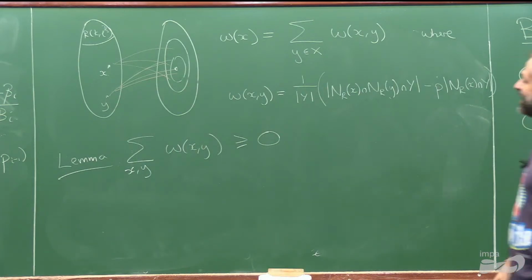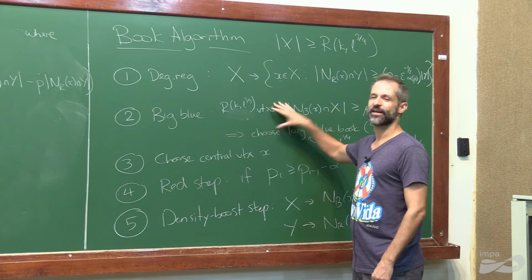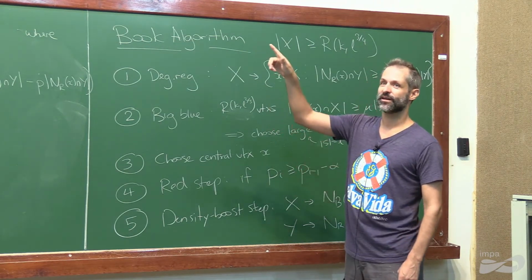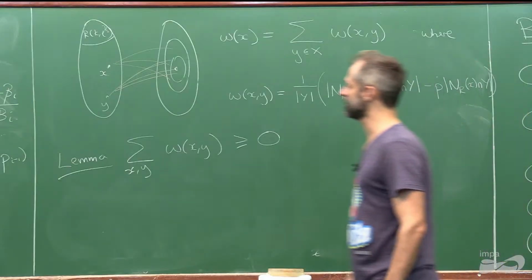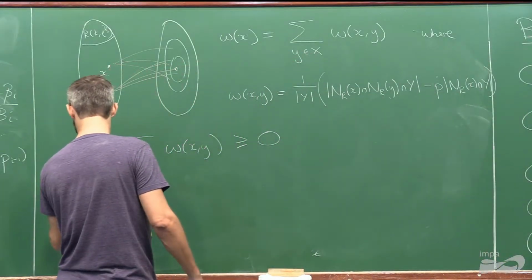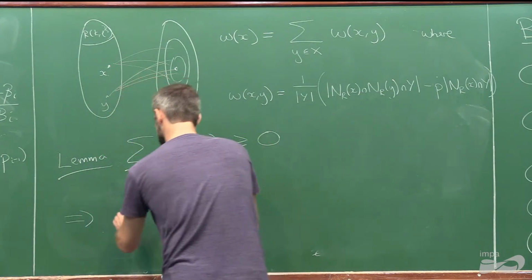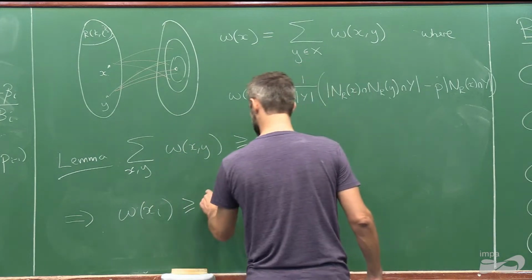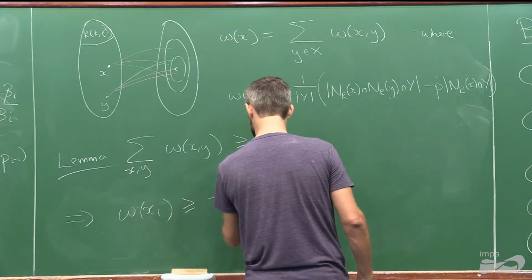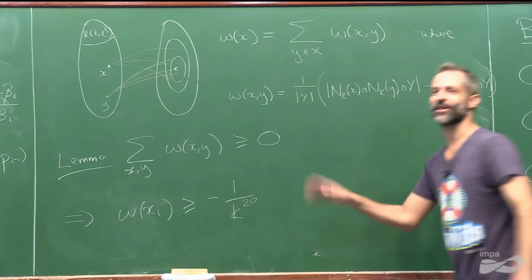So what we'd like is, we choose the central vertex to be not one of these vertices, and subject to that, to maximize W of x, the weight of x. So the claim is, this implies there exists an x such that the weight of xi is at least minus 1 over k squared or something. I don't know what, 20, whatever's enough.